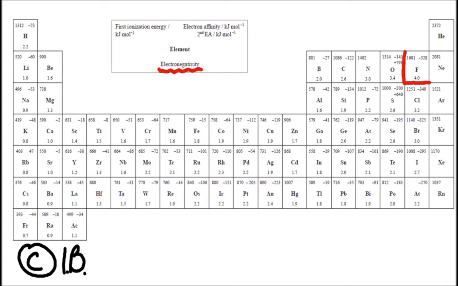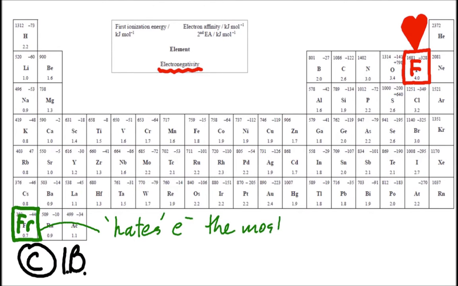That is defined as an atom's ability to attract a bonding pair of electrons. So fluorine has the highest electronegativity of 4, and that loves electrons more than any other element. I still think of it after all these years as electron love. Francium has the lowest electronegativity, and that hates electrons more than any other element. Now you can't say hates, you can say it has the lowest electronegativity. You can't really say hates.